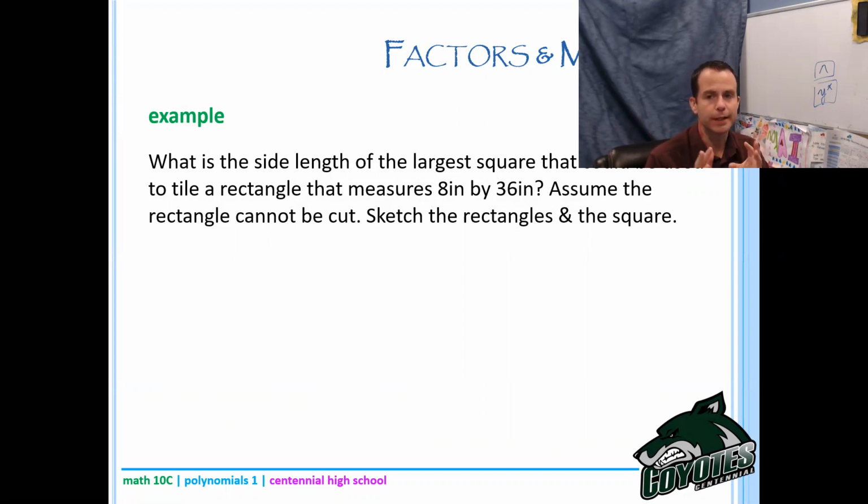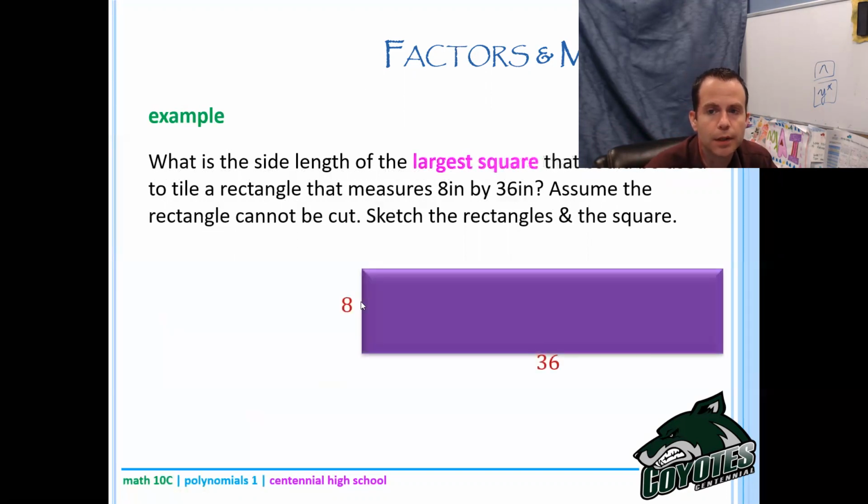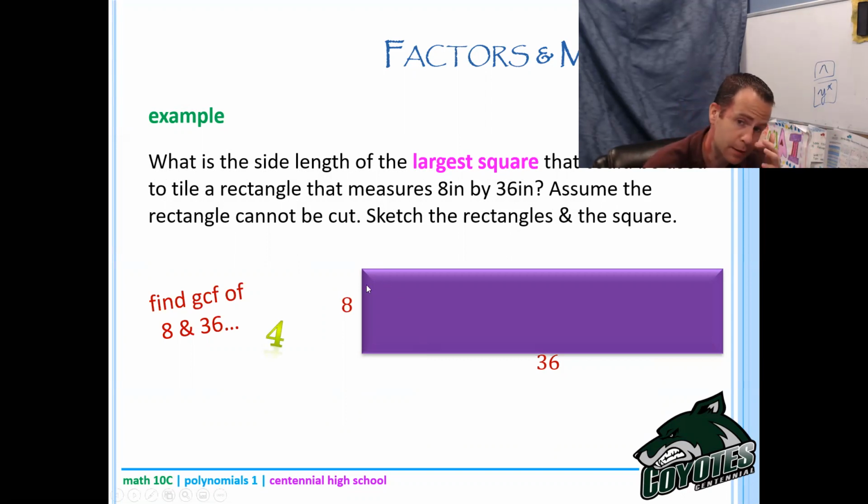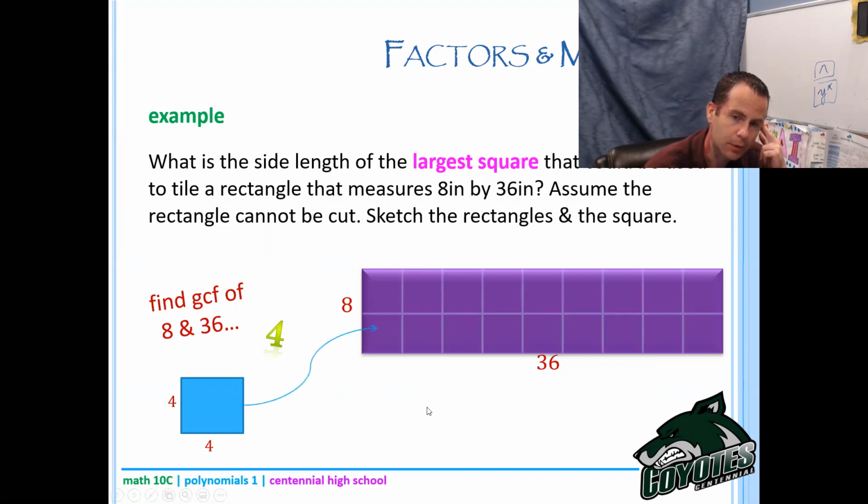Biggest means greatest common factor. I'm looking for the greatest common factor between 8 and 36. So go ahead and find it. You will have told me that it's 4. So the biggest square that I can make is 4 by 4. Now, how does that fit? Well, I'd have 2 this way, and I'd have 9 this way. So it would look something like that.